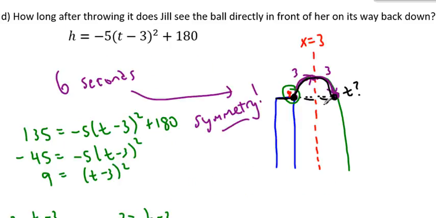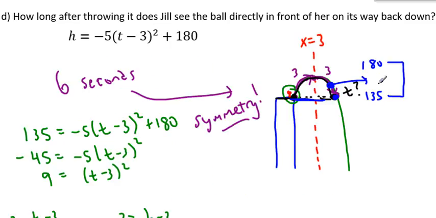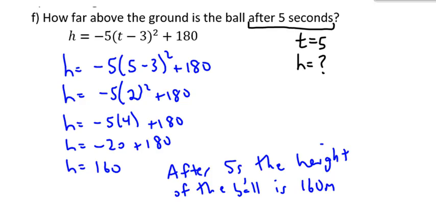Again, if we go back to this question, we know that at 6 seconds it had gone up and come back down to 135 meters. So after 5 seconds, we would expect it to be somewhere between the maximum height and that original height. And we found that it was 160, which is really nicely somewhere in between. So after 5 seconds, that's the height of the ball.